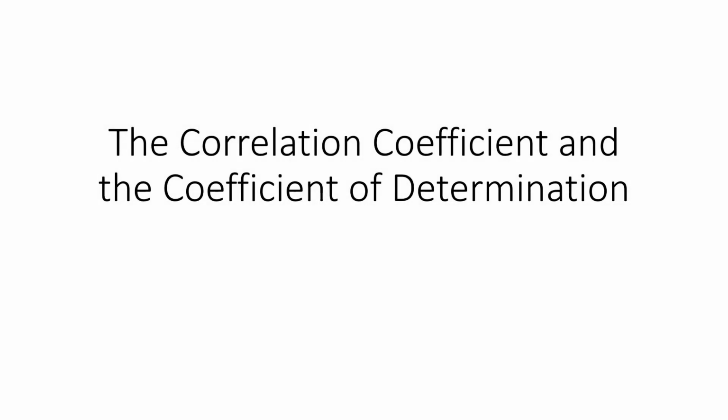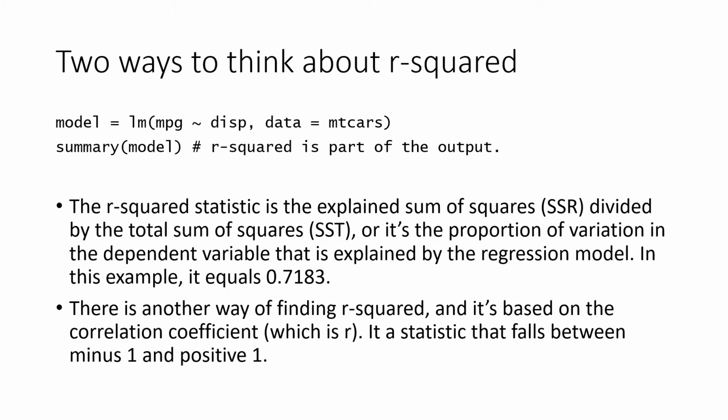In this video, we look at the correlation coefficient and the coefficient of determination. There are two ways to think about R squared. By the way, in simple regression, with just one independent variable, it's convention to use a lowercase r squared. In multiple regression, with more than one independent variable, the convention is to use an uppercase R squared.